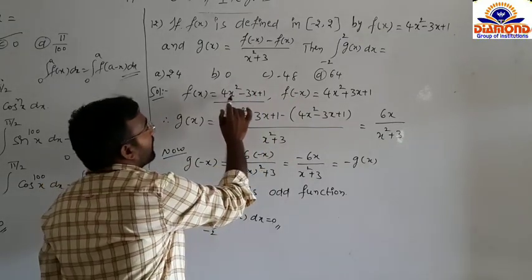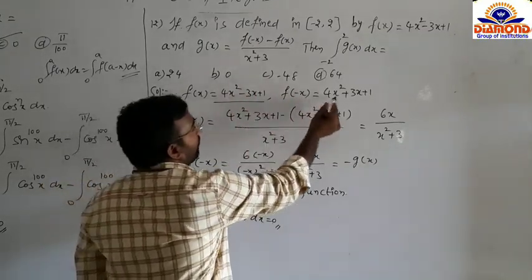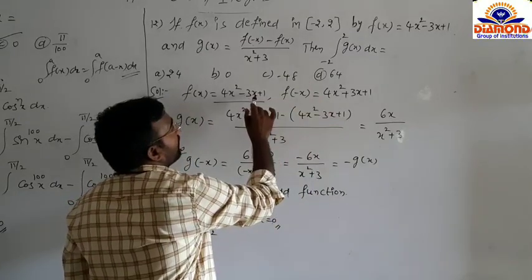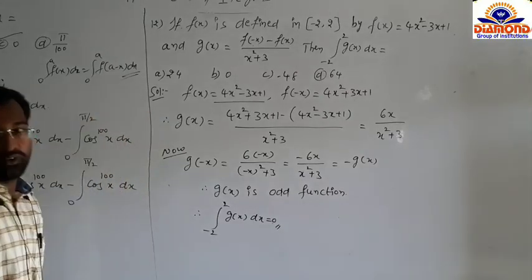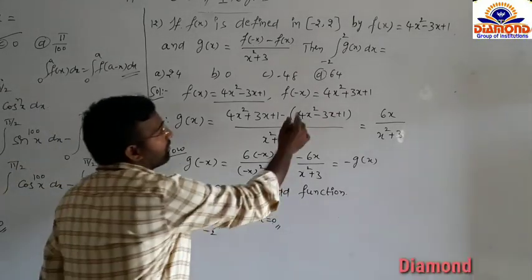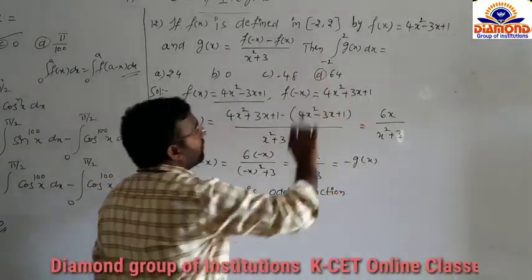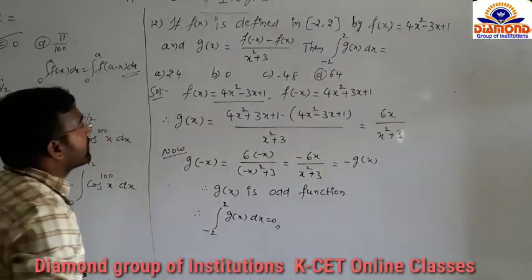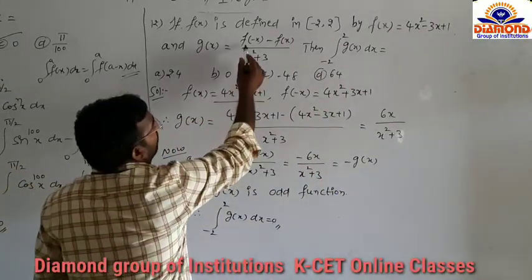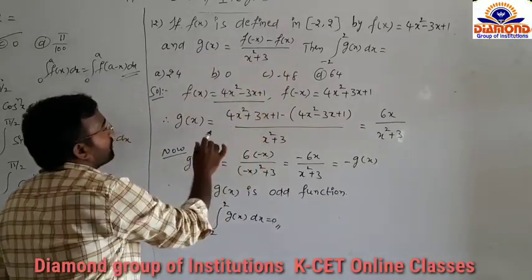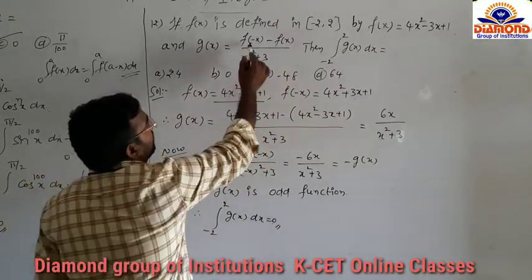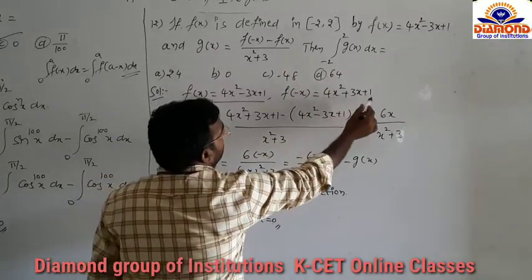4 into minus x square is nothing but plus x square, so 4x square. Here minus 3 into minus x is plus 3x plus 1. So finally f of minus x equal to 4x square plus 3x plus 1. Next, g of x equal to what? G of x equal to f of minus x minus f of x by x square plus 3. So substitute here, g of x equal to f of minus x function 4x square plus 3x plus 1.